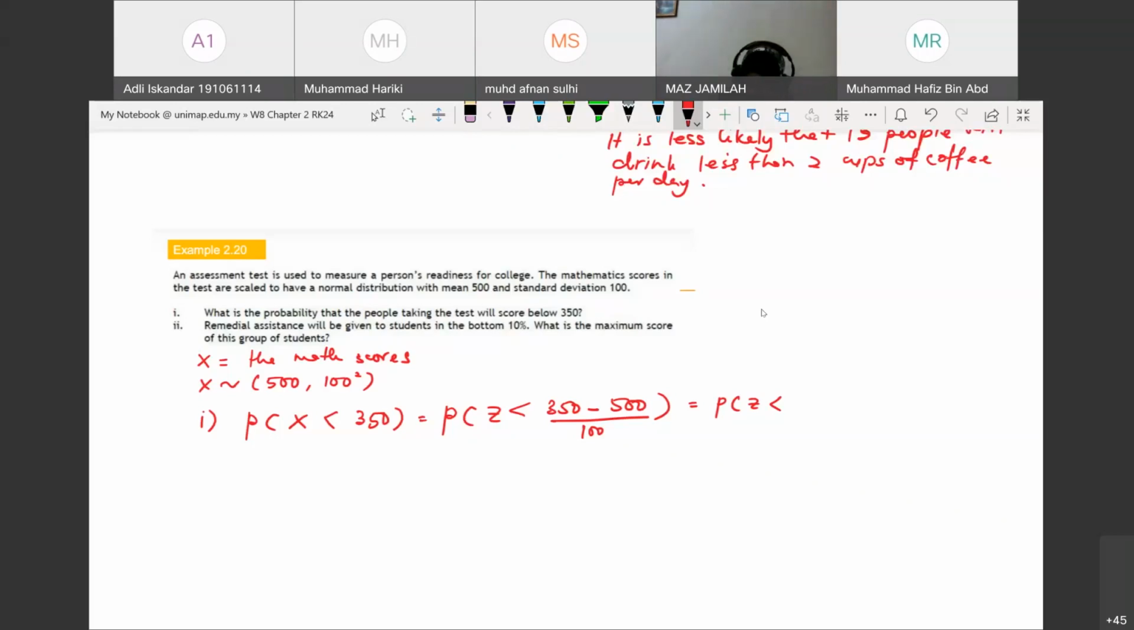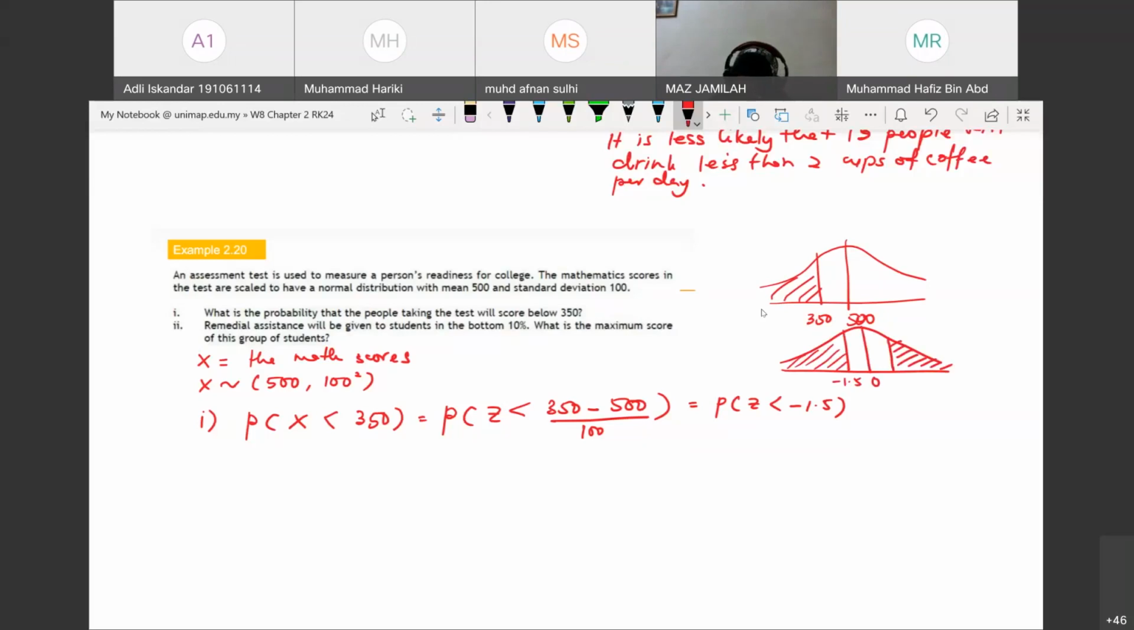Negative 1.5. The original distribution mean is 500. And then you are looking for 350 less. So when we talk about the standard normal, it will be negative 1.5 less than. So this will be the area. If you look at the table, we will use the first table.